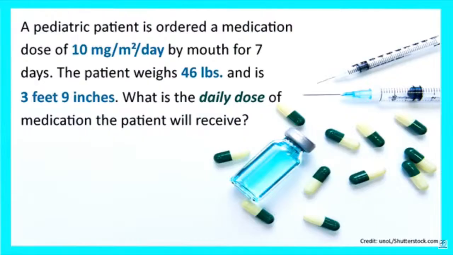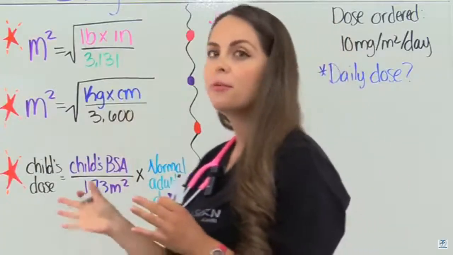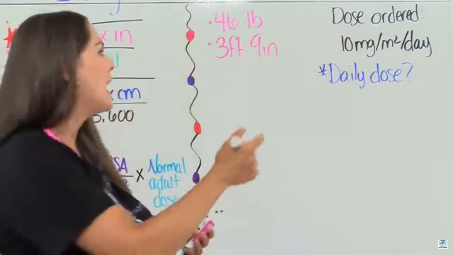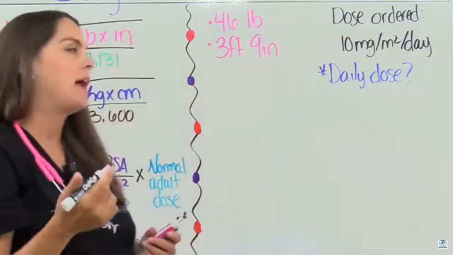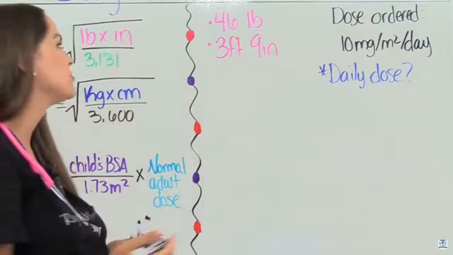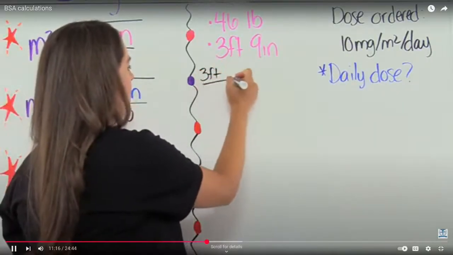So we need to know the patient's height and weight, and they give us the patient's weight in pounds and their height in inches. So we're going to use that household system formula. And again, the formula looks like this. But before we can start with that formula, we have to deal with the 3 feet 9 inches because we need all of that in inches. And to do that, we're going to do some dimensional analysis. So we know the patient is 3 feet.